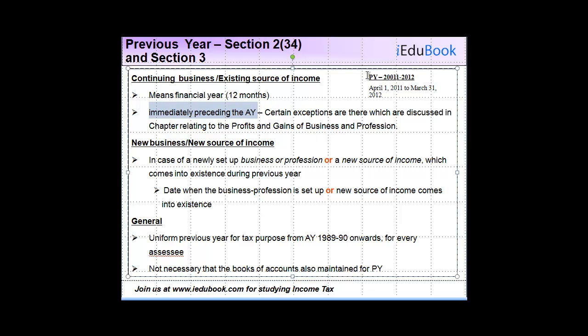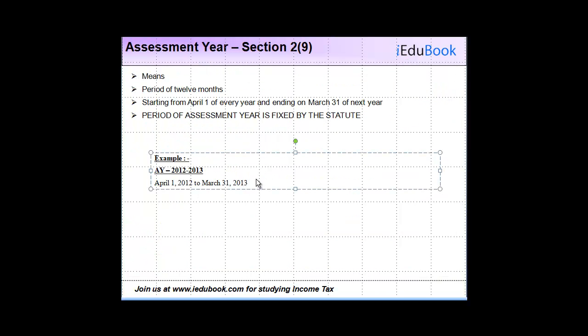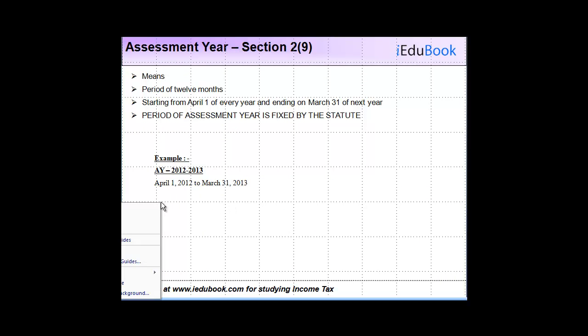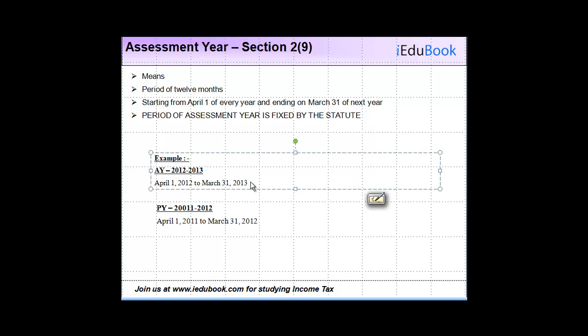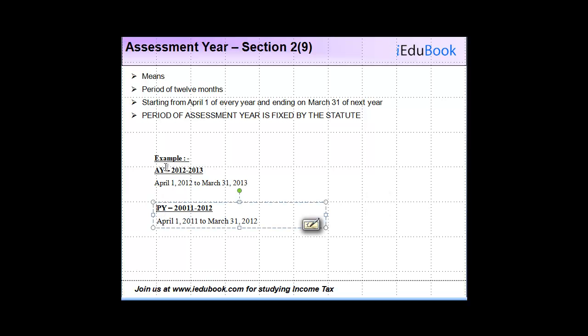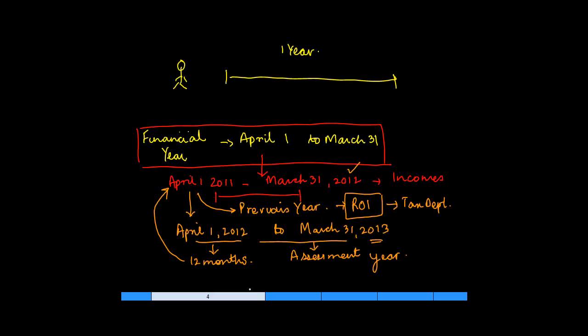Now in the last slide, what we saw was that we took the assessment year as April 1, 2012 to March 31, 2013. So the previous year will be April 1, 2011 to March 31, 2012. Now let's just compare this with what we learned earlier. In this case, what we had was this as the previous year. Assessment year 2012-2013 was the period from April 1, 2012 up to March 31, 2013. But the previous year for this particular assessment year is going to be April 1, 2011 to March 31, 2012, something which I also showed you on the notice board. So basically April 1, 2011 until March 31, 2012 is the previous year, and the 12 months succeeding this is the assessment year.